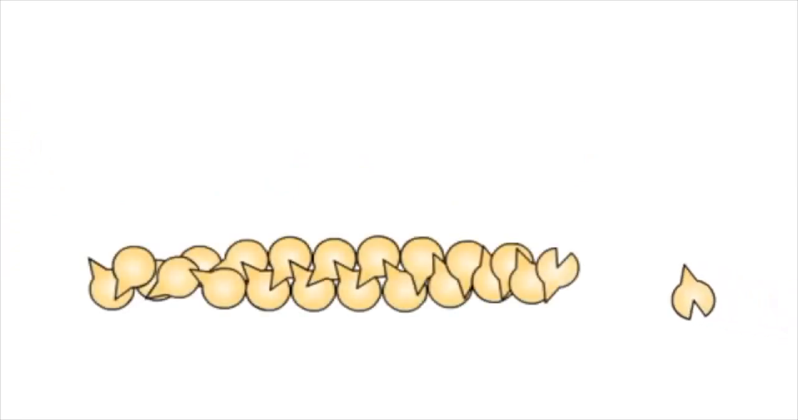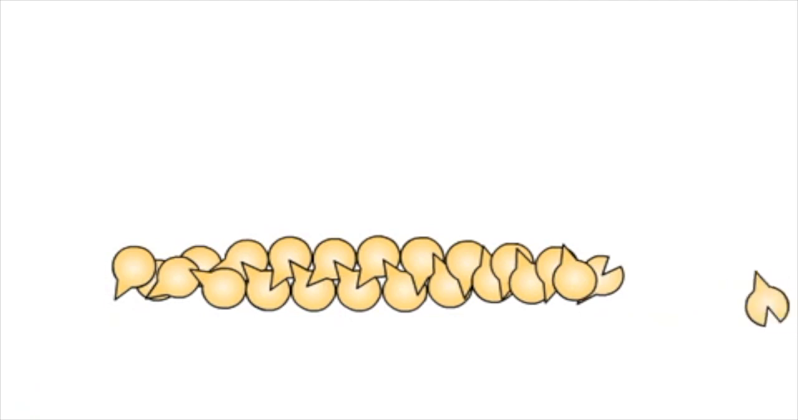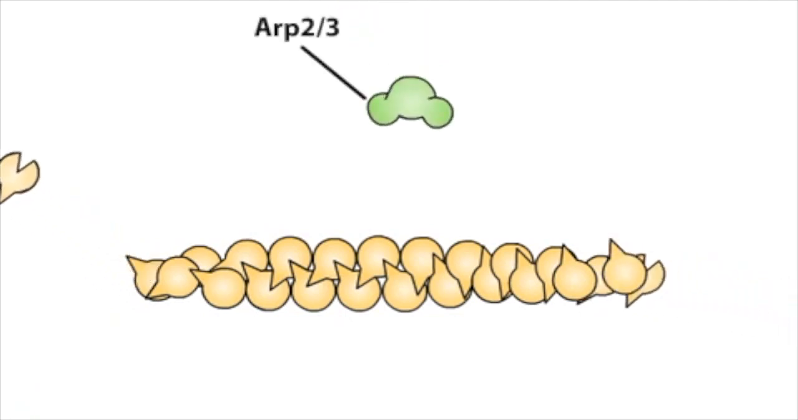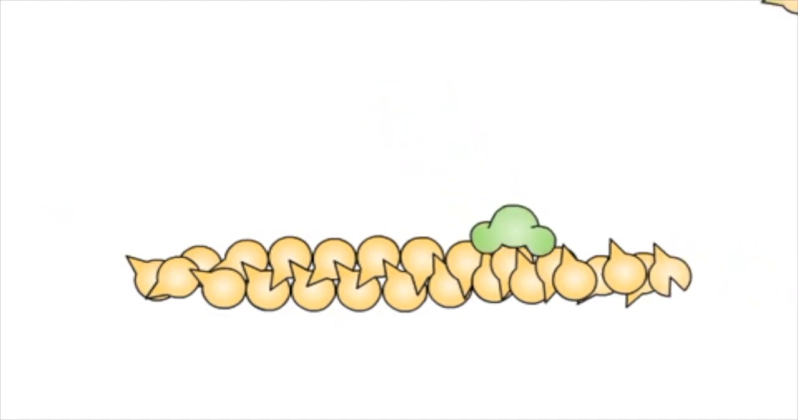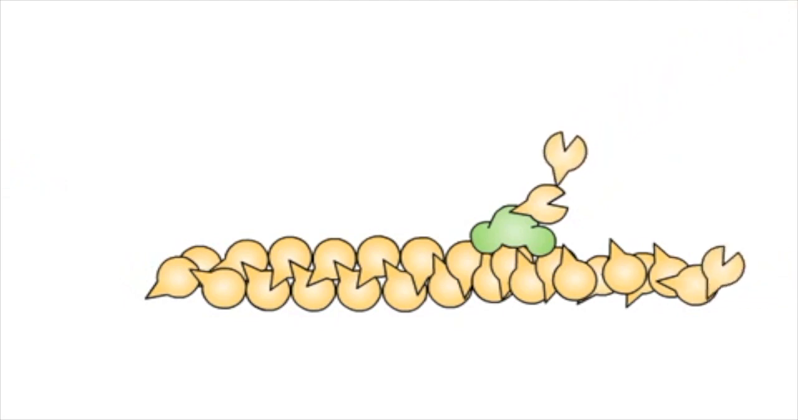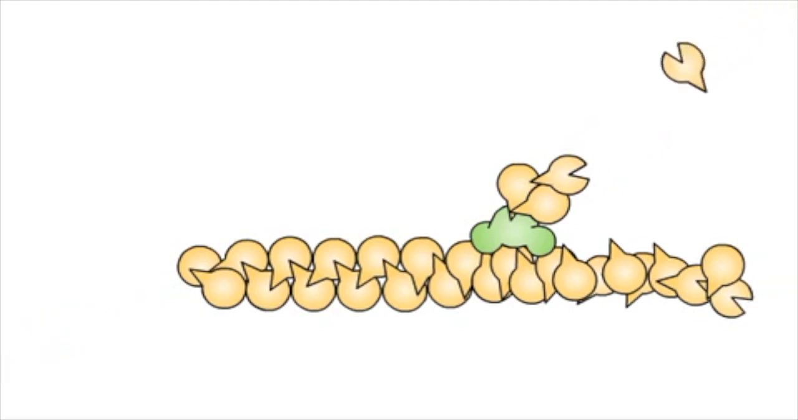At the leading edge of moving cells, actin filaments treadmill and branch extensively. The branches are nucleated by the ARP2/3 complex, which binds near the barbed ends of microfilaments and forms a new branch. ARP2/3 helps promote the remodeling of the actin cytoskeleton that's required for cell movements and changes in cell shape.